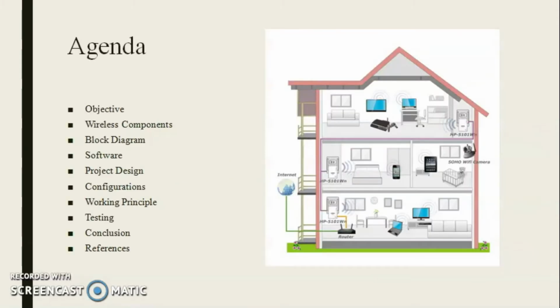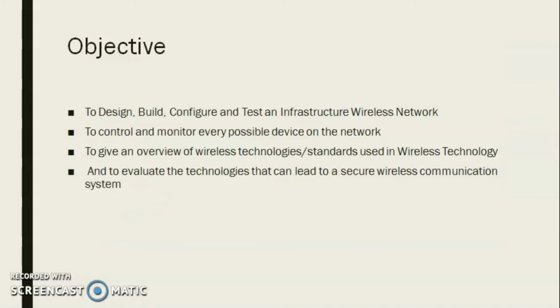The aim of the project is to design, build, configure, and test an infrastructure wireless network for a three-story building, and it also controls and monitors every possible device on the network. We have implemented this project in the Cisco Packet Tracer software, where we have used wireless components such as routers, firewall, switches, access point, etc.